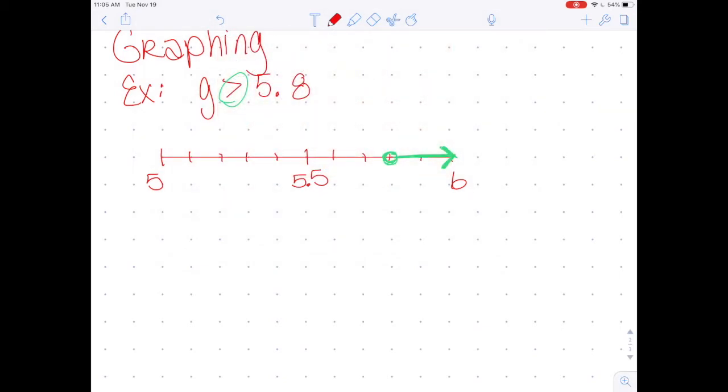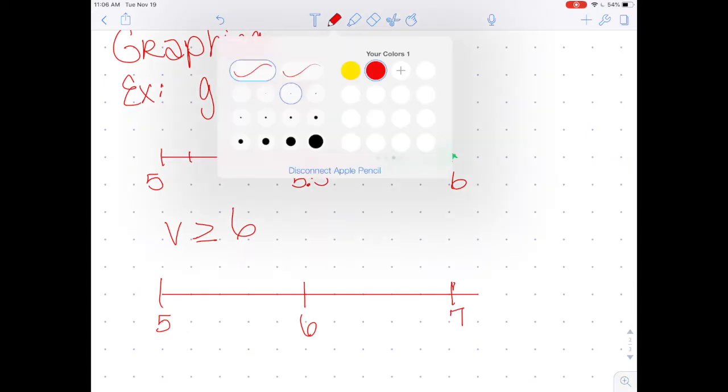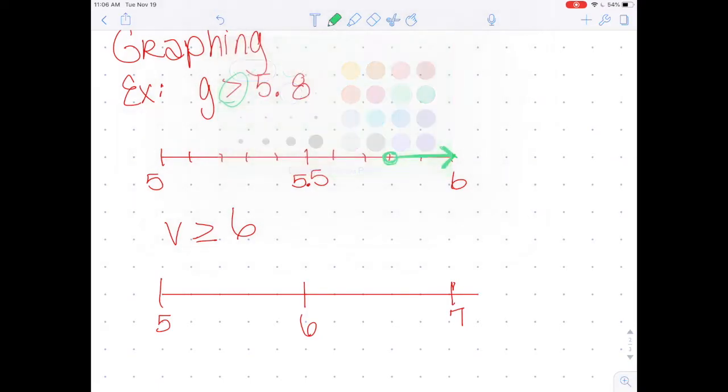If I have v is greater than or equal to 6, that's going to change the way we graph it. Whoops. So, if I get my number line out here, let's make this 6. This will be 5, and this will be 7. So, v is greater than or equal to 6. So I'm going to circle 6, because that's the value. Then, since this is greater than or equal to, I'm going to color in my circle.